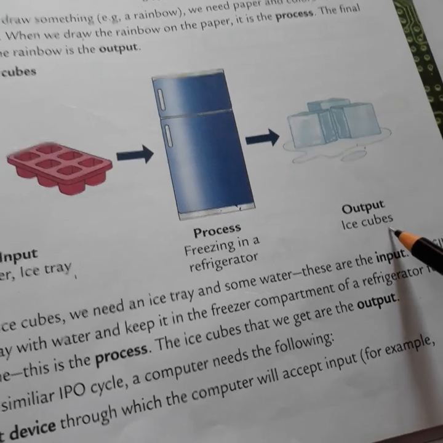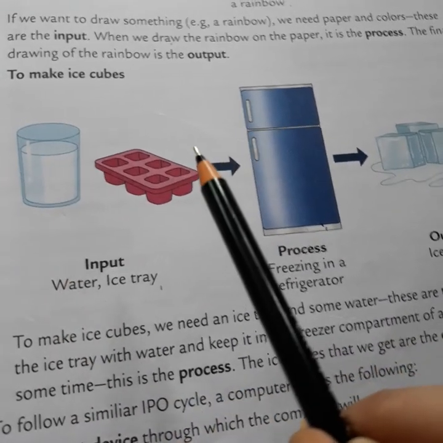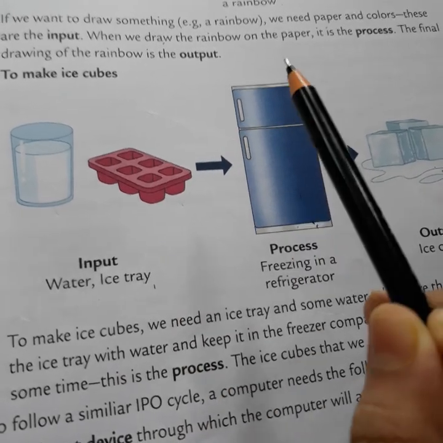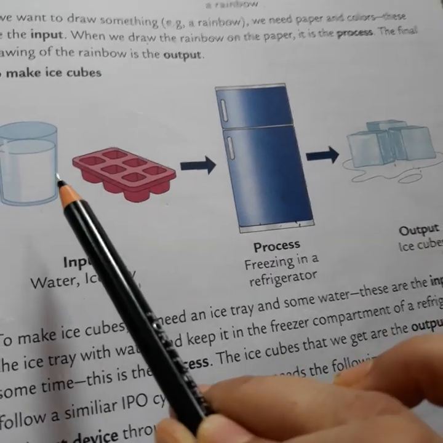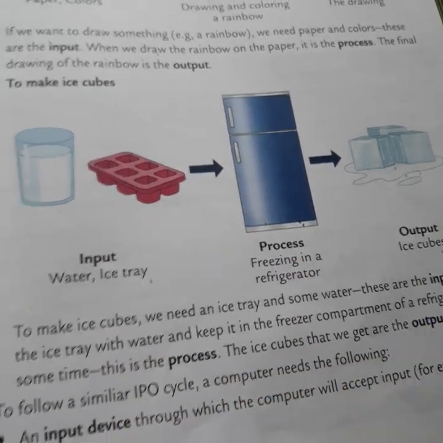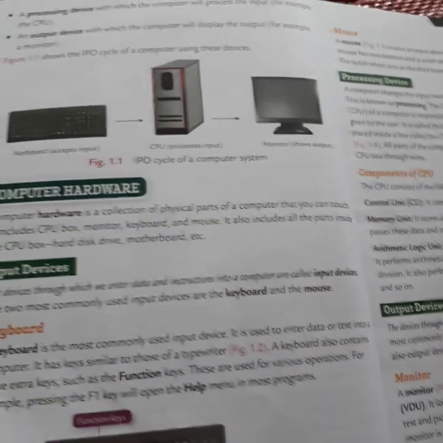So this is ice cubes. So the input is what we need: water, an ice tray, and then the refrigerator for processing purpose. And then we get ice cubes. So here input, processing, output. So these are the things. Up to this I have made you understand about the IPO cycle.